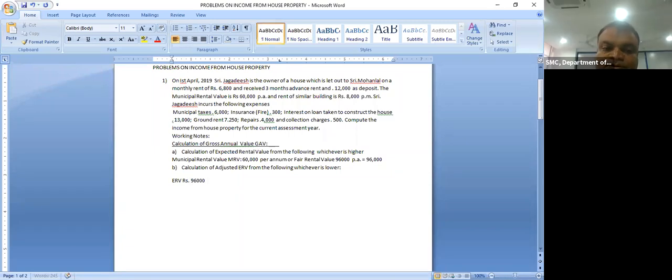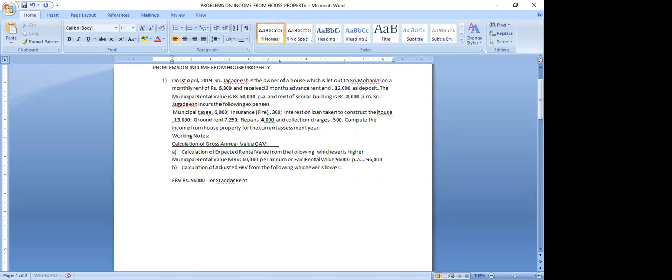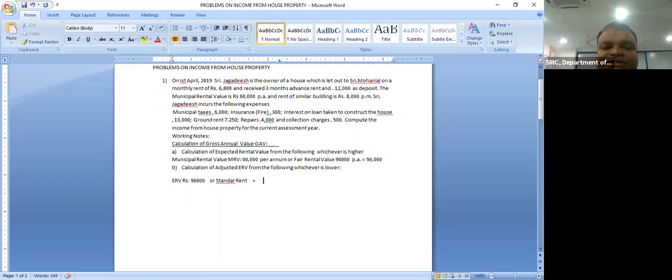Or what is the next one? If there is a standard rent, that standard rent you have to take. Has the standard rent information been given here in the problem? No, right? Any information has been given? No, sir. So here, whichever is lower means 96,000, standard rent, no information. No information means you cannot take it as zero. Okay.